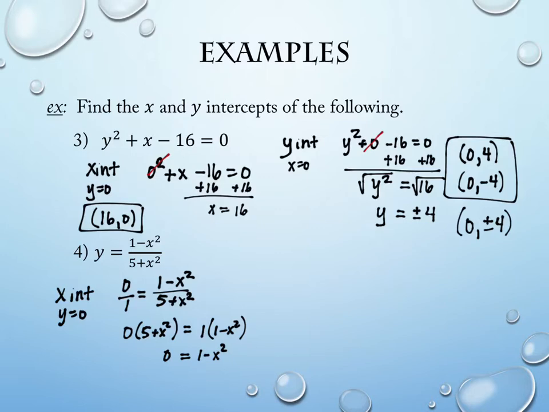What would you do next? How about we move the x squared? It's negative. If I move it, it'll become positive. That's kind of friendly. Is that okay? What would I do here?